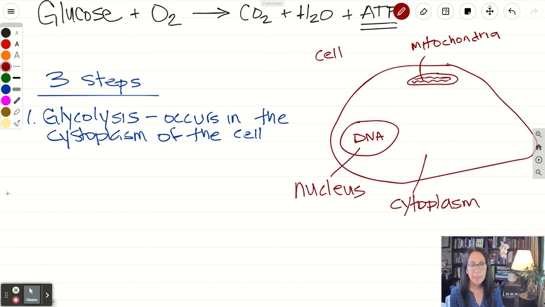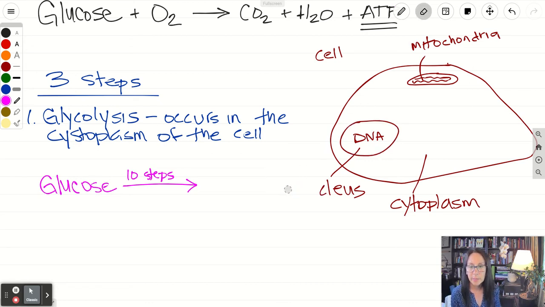And so in glycolysis, what happens is, I'm going to switch to pink. We take glucose, which is a 6 carbon molecule, and we undergo 10 steps. So I'm going to put a big arrow here. I'm just going to say there's 10 chemical reactions that happen. Each chemical reaction is facilitated by an enzyme. And what comes out of these 10 steps are the following.